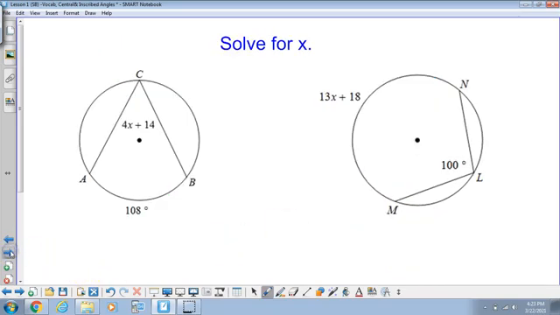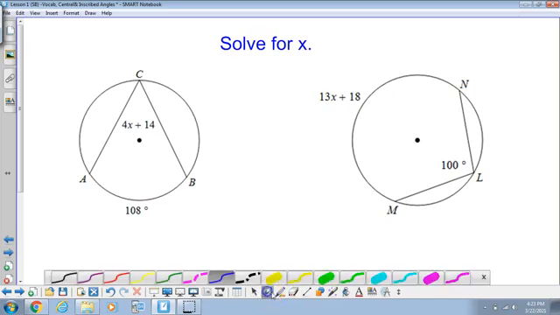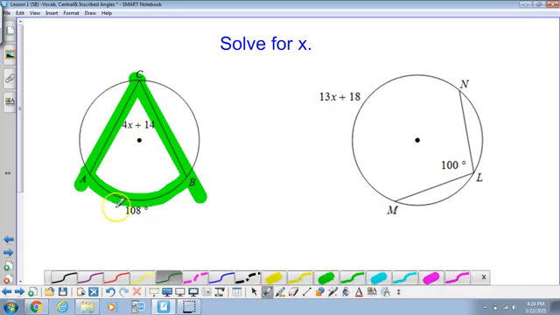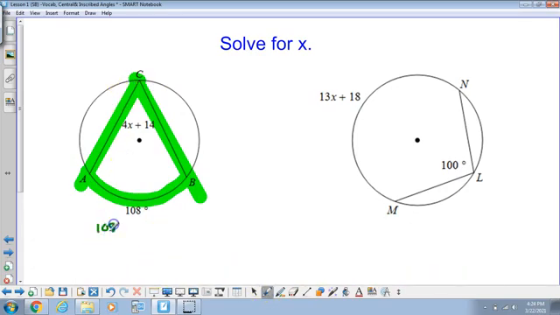Now what if we have some algebra? Same idea as what we did before. Figure out the value and then set your equation and solve. What we have here with the algebra, this is 4x plus 14. This is an inscribed angle, and its intercepted arc is 108. So this angle is half of the intercepted arc. Excuse me, intercepted arc. Mixed up my words there. So half of 108 gives us 54. This angle right here is 54.